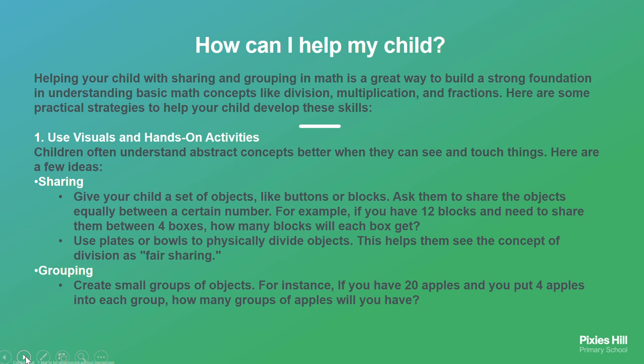Children often understand abstract concepts better when they can see or touch the things. So actually dividing actual concrete materials like objects will really help them understand what they're doing. So you could have buttons, blocks, action figures, pasta, anything really that you have around the house. For grouping, again, just get objects, put them into groups of 5, 4s, anything. Just give them a word problem maybe to help them.